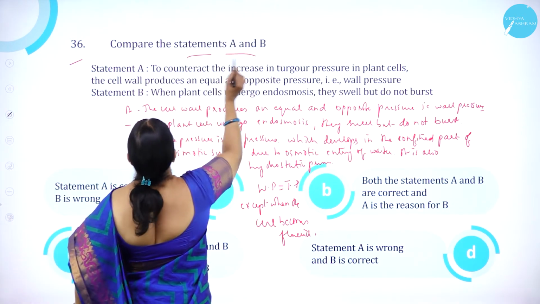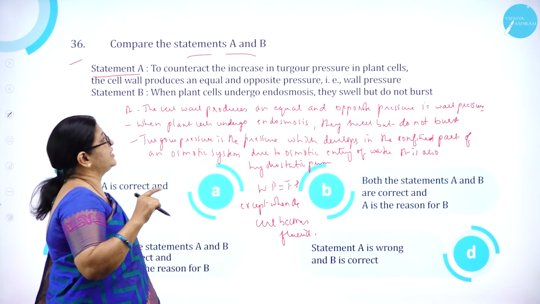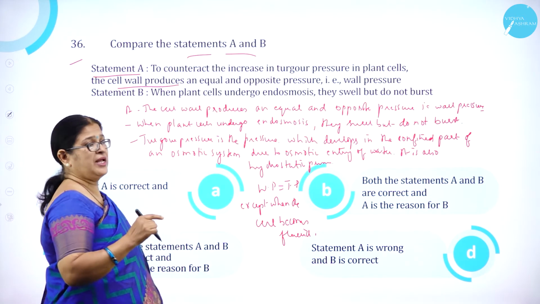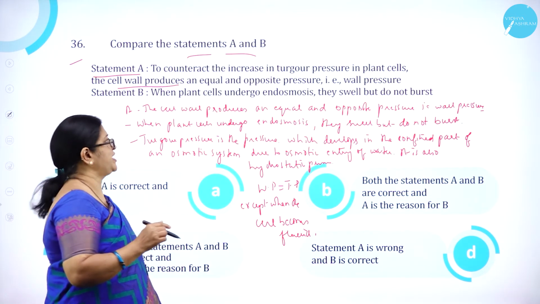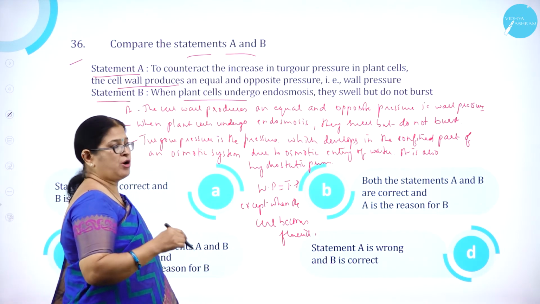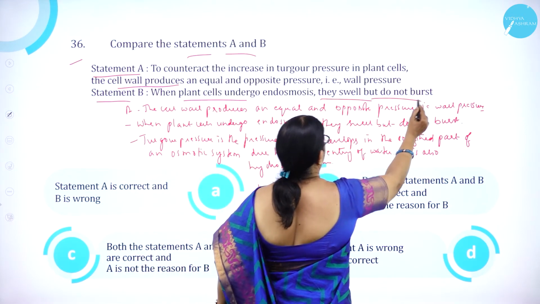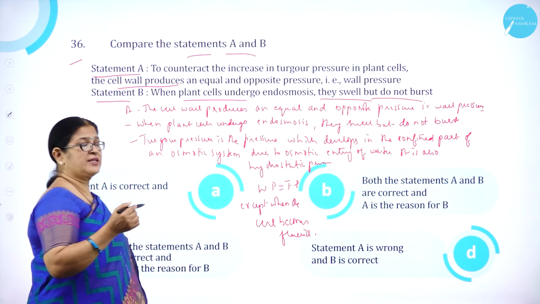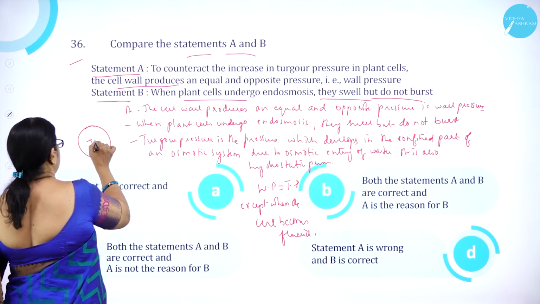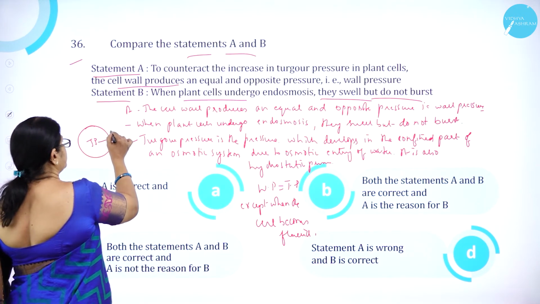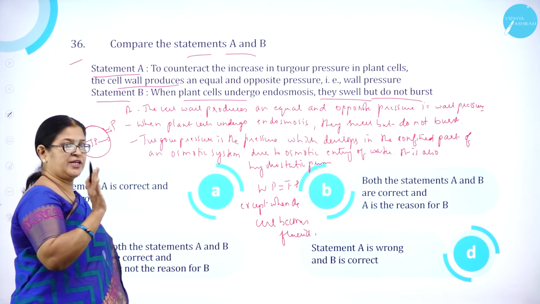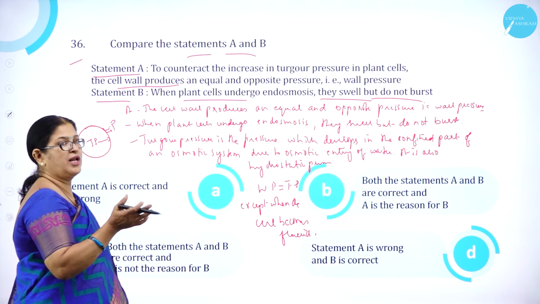Compare the statements A and B. Statement A: To counteract the increase in turgor pressure in plant cells, the cell wall produces an equal and opposite pressure, that is the wall pressure. Statement B: When plant cells undergo endosmosis, they swell, but they do not burst. To counteract the increase in turgor pressure in plants, so TP, turgor pressure, this is called wall pressure.